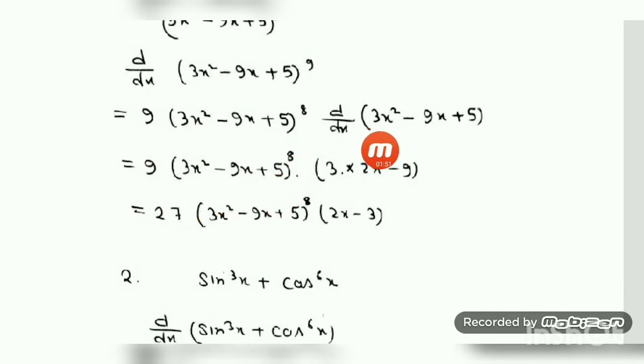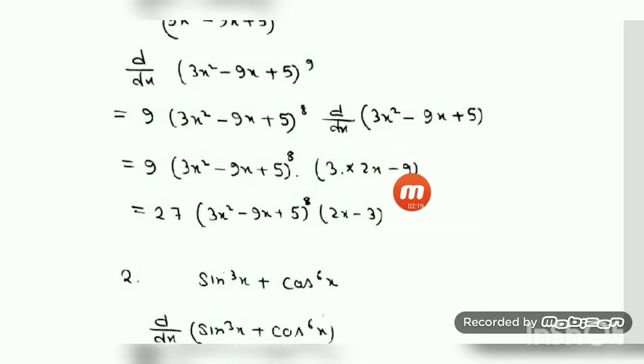And differentiating this portion, you have to use the sum and difference rule. So the first expression, d/dx of 3x square. 3 is a constant, so it will come out as it is, and d/dx of x square is 2x. Here the minus sign is there. So the second expression will be d/dx of 9x. 9 is a constant, it comes out. I have not written that step. So d/dx of x is 1. And then we will get d/dx of 5, which is a constant, that is equal to plus 0.